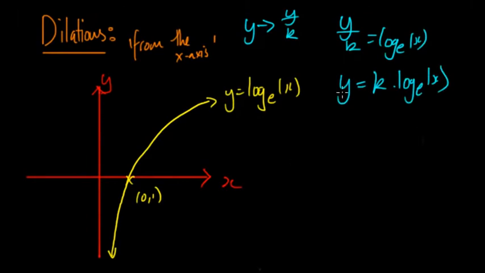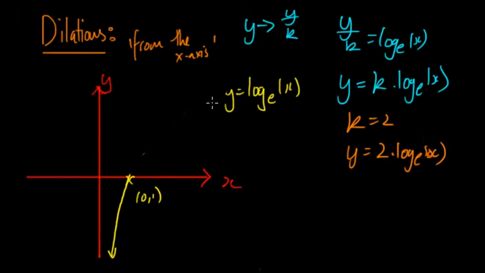So let's say we use a function when k is equal to 1. This is this one here. What about k is equal to 2? That means we'll get y is equal to 2 times log e x. That means that at every x value, y is going to be a larger number. So this graph here is already pretty steep, so I'll just bring it down a bit.